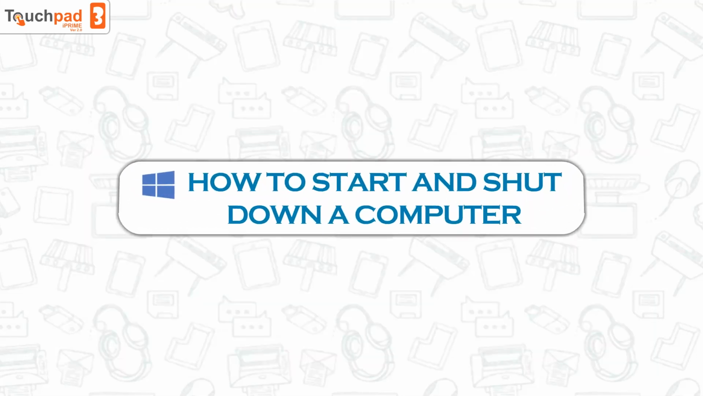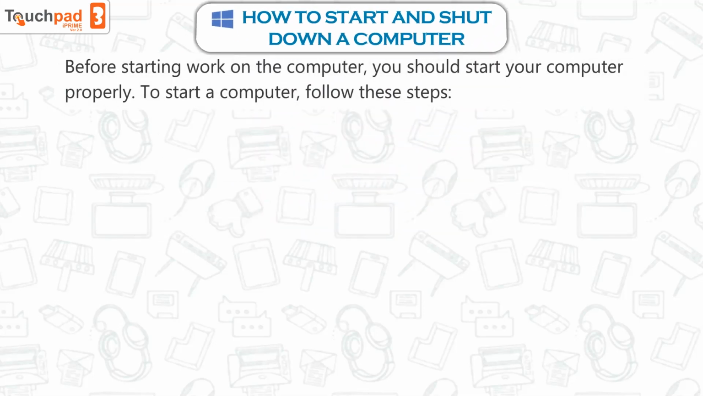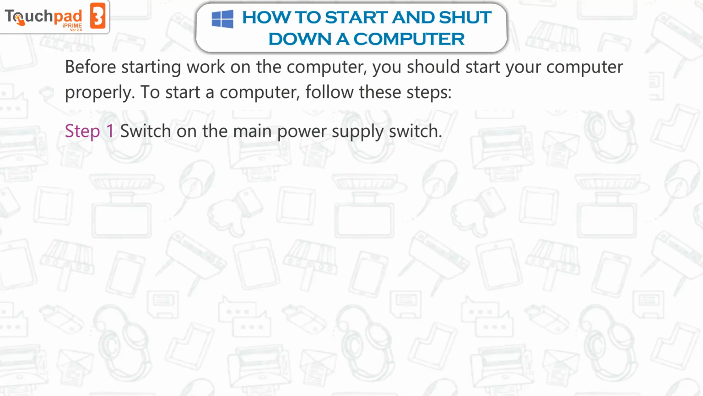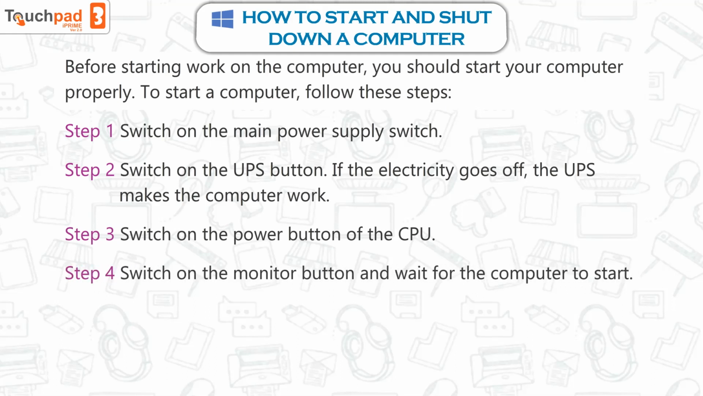How to start and shut down a computer. Before starting work on the computer, you should start your computer properly. To start a computer, follow these steps. Step 1. Switch on the main power supply switch. Step 2. Switch on the UPS button. If the electricity goes off, the UPS makes the computer work. Step 3. Switch on the power button of the CPU. Step 4. Switch on the monitor button and wait for the computer to start.